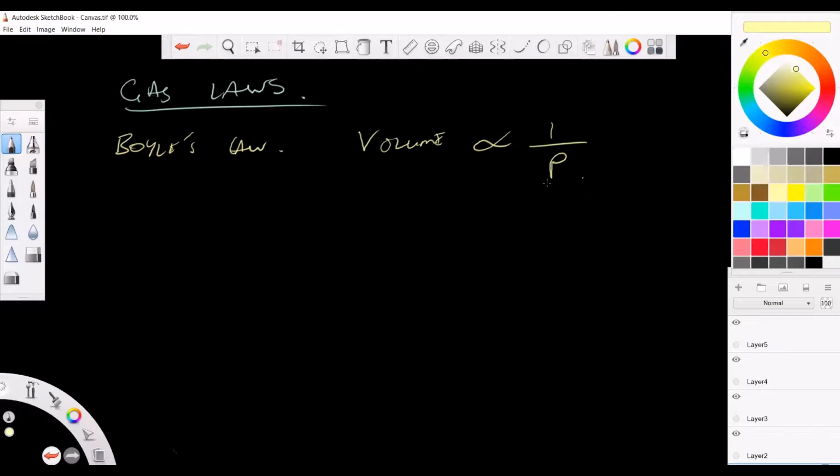Now, if a balloon rises in the air where the pressure reduces, we know the pressure reduces as you climb through the air, it will increase its volume. In fact, some time ago, there was a balloon that went to the edge of space.